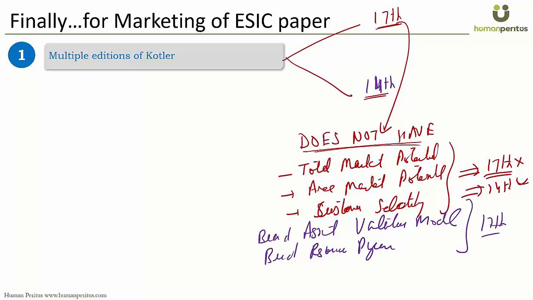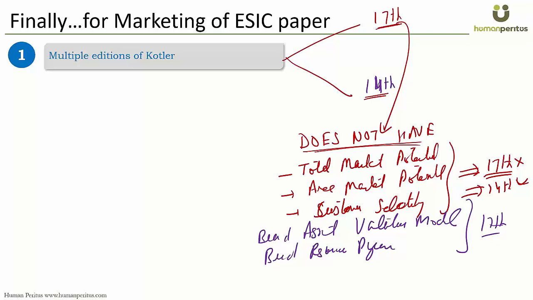Now, similarly, there are a lot of topics which were not there in the 14th and which are there now in the 17th edition. So what are we trying to say? Of course, we are trying to say that you should go through at least these two books. I'll tell you a few more points also, but for Kotler, go through the 14th edition as well as the 17th edition and find out what the differences are. You can see it yourself.